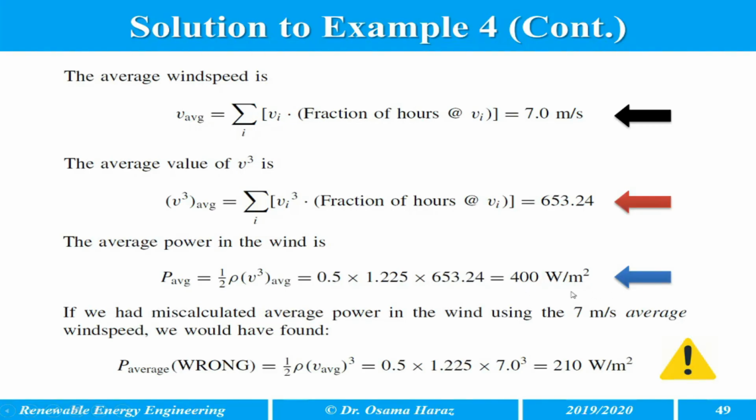But what will happen if you miscalculate the average power using only 7? This is the wrong calculation: half rho V average cubed. If you take 7, cube it, and multiply by rho and half, you get 210 watts per meter squared. This is the wrong answer, but you have to follow the right method to find the right answer.